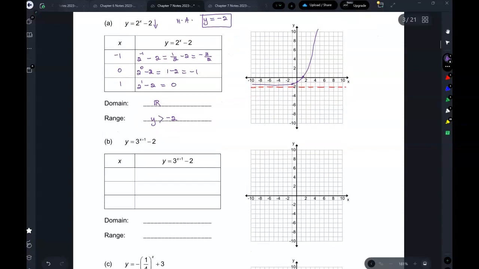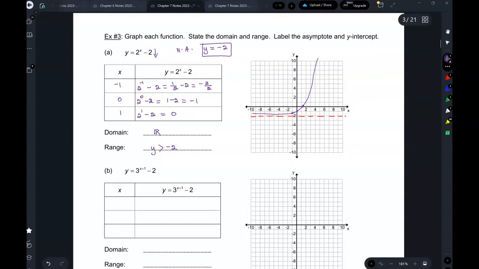How do you know what points to pick? So if it's exponential growth, always go with -1, 0, 1, and maybe 2. If it's exponential decay, go -2, -1, 0, 1.